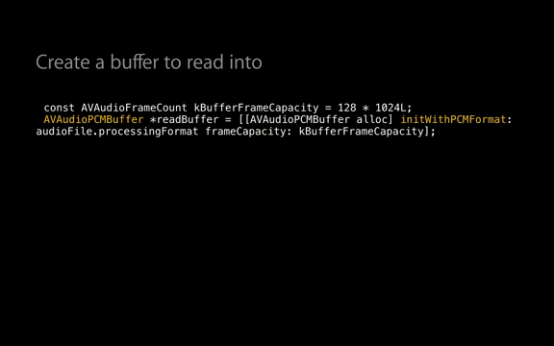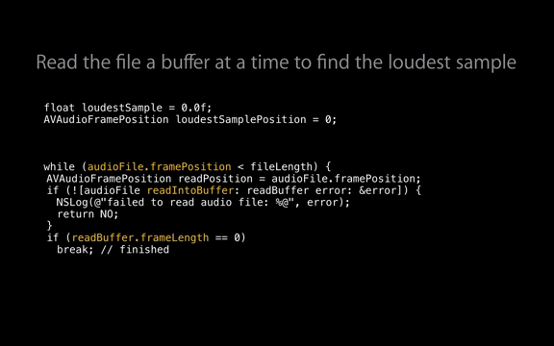Okay, next I'm going to create a PCM buffer to read from. Since the file might be large, I don't want to try to read it all into memory at once, so I'm going to loop through it 128K sample frames at a time. So I'm going to create a buffer with that capacity. And notice I'm just going to pass the audio file's processing format when allocating this buffer, and that ensures that the buffer is the same format that the file will be giving me.